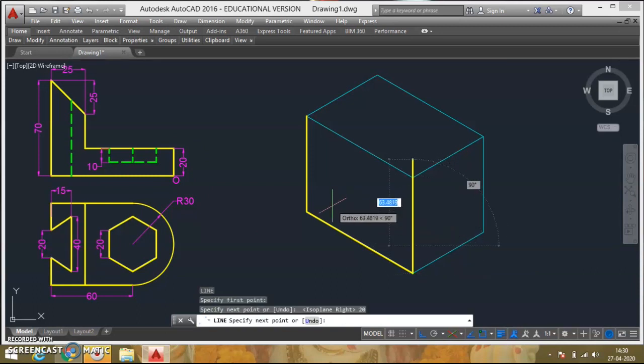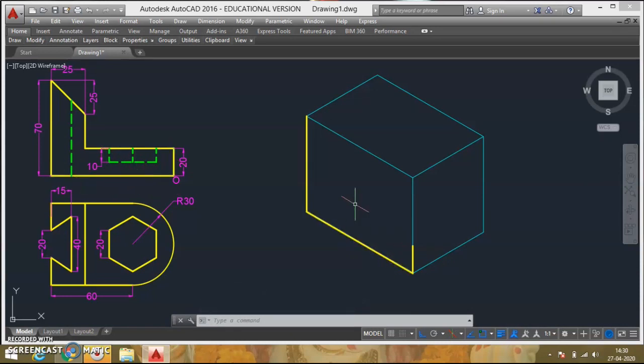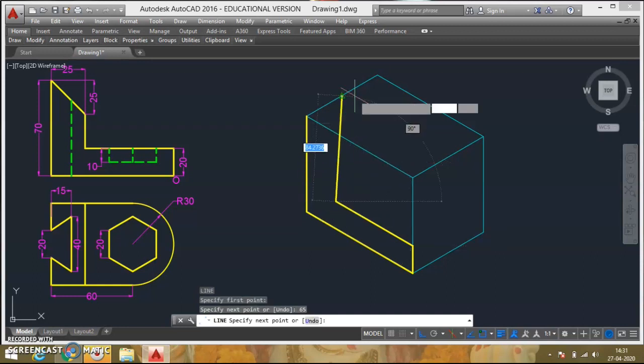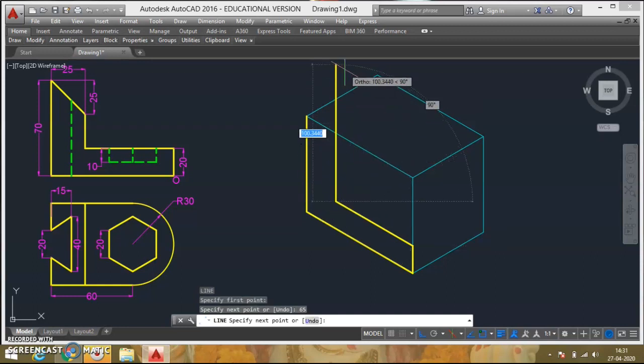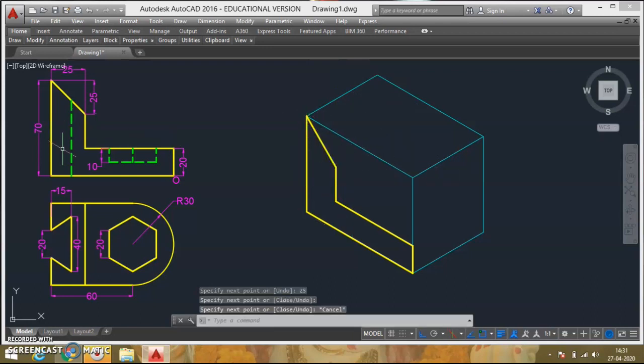Then we'll go inside. So we'll draw a parallel line now, parallel to this line. I'll have to draw the parallel to this line here. So I'll draw a line parallel for a distance of 90 minus 25, that is 65. Then I'll go up. I have to draw a vertical line for a height of 70 minus 20, 50 minus 25, 25. So 25. Once it is done, I'll join this. So this will be this face drawn on this side.